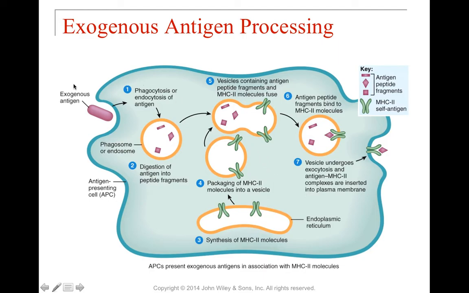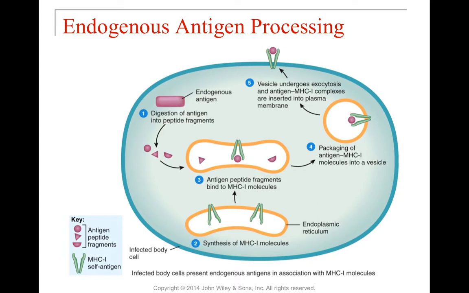So here's our exogenous antigen. That antigen is going to get phagocytosed. Once it gets phagocytosed, then it's going to get digested into smaller peptide fragments. These peptide fragments are then going to get broken down and then presented in these specialty MHC2 molecules, into a vesicle that's then going to get presented on the outside of the cell. So here's our MHC molecule, that self-antigen, and here's the peptide fragment that's going to get presented on the outside of that cell.